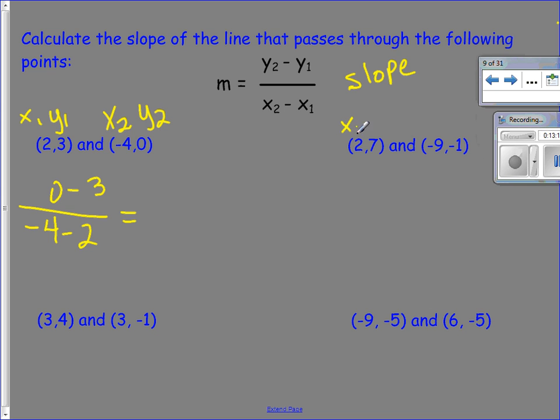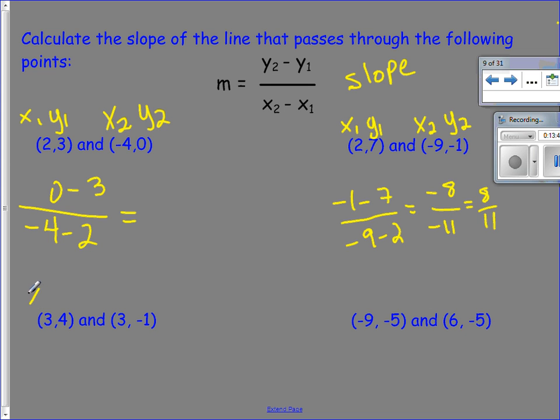Here I have x1, y1, x2, y2. I'm just plugging the values in, Ricardo. Okay? So I've got negative 1 minus 7 over negative 9 minus 2. What's negative 1 minus 7? Negative 8, and negative 9 minus 2. And a negative divided by a negative is a positive. Okay. Let's look at this one.